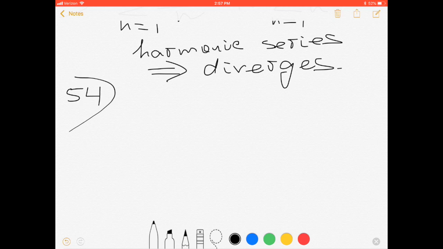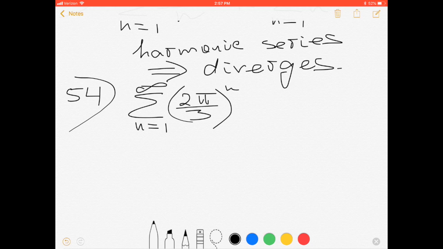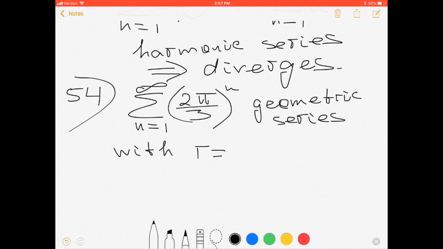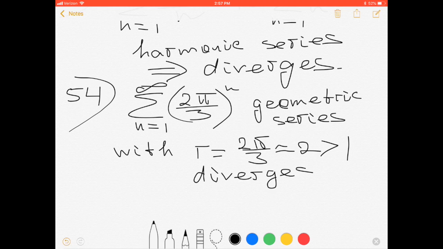Number 54. What kind of series do you have here? The series starting with 1 to infinity, 2 pi over 3 to the n power. This is a geometric series, because you have a constant base and the power is n. Okay, geometric series with r equal 2 pi over 3. 2 pi over 3 is equivalent to about 2. This means r is greater than 1, and the series diverges.